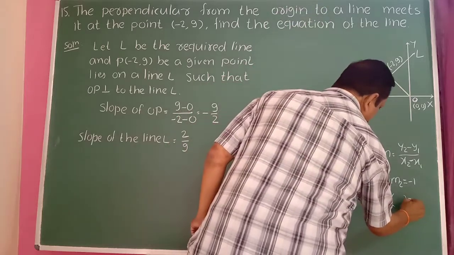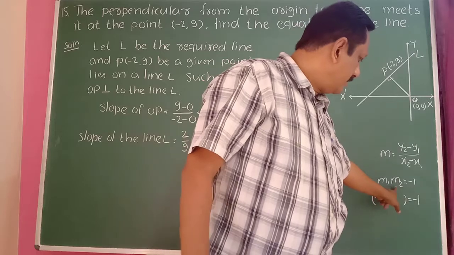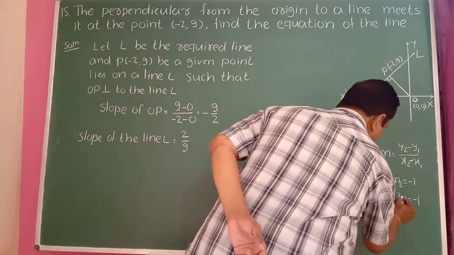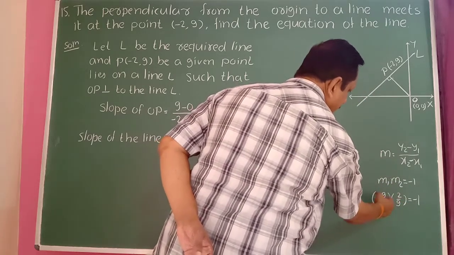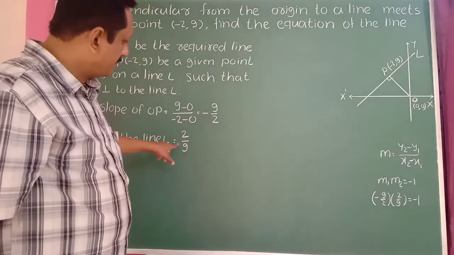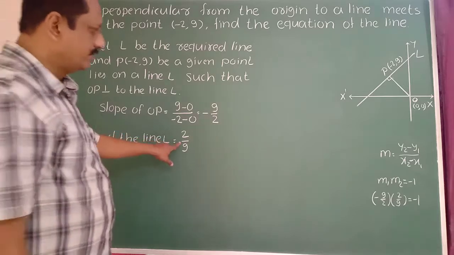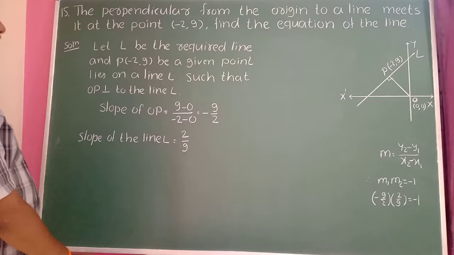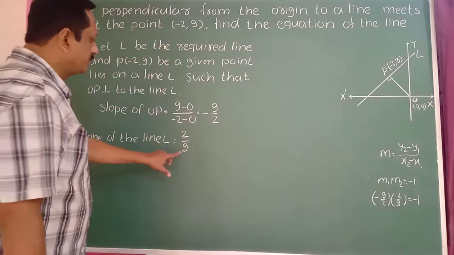At what value of m2 does this give minus 1? Obviously it is 2 divided by 9. Here 2 and 2 cancel, 9 and 9 cancel, we get minus 1. Therefore, take its reciprocal and multiply by minus sign, we get 2 upon 9. This is the slope of the line L. We are using this formula. Therefore the line passes through the point (-2, 9) with a slope of 2 upon 9.